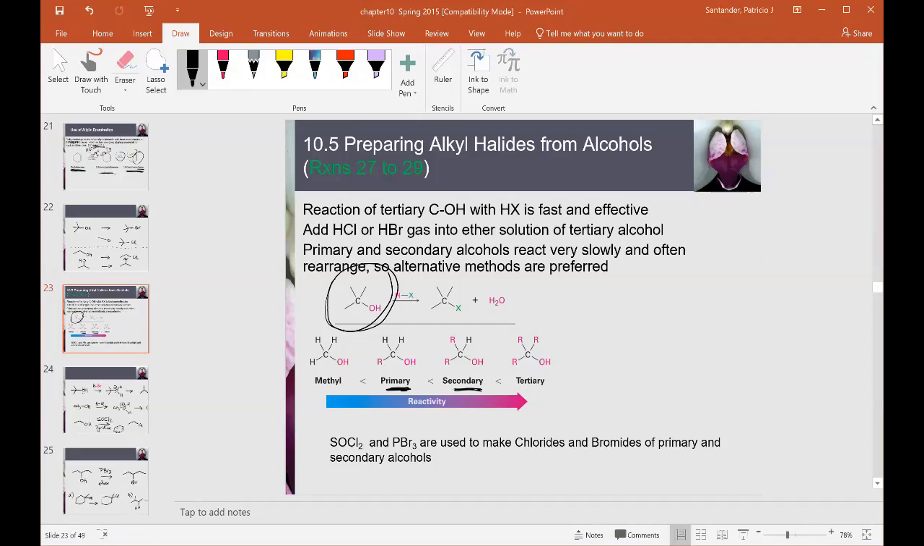And if you want to make the chloride, in that case, you will use SOCl2. We call that thionyl chloride. And if you want to make the bromide, in that case, you will use PBr3, phosphorus tribromide. So let's see some examples of that.